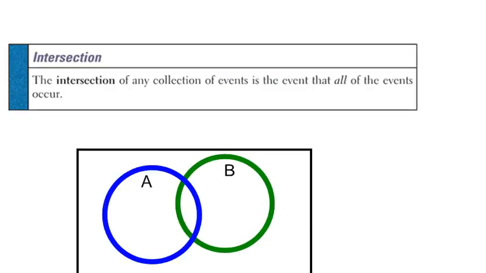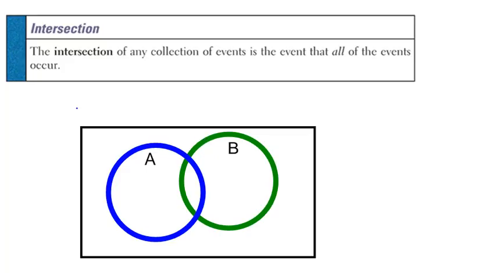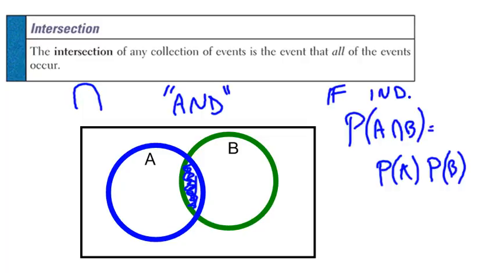So let's hit intersection, make sure we're solid with that. Okay, intersection, you should know that is the symbol for intersection, and it's the word and. The intersection is where A and B happen at the same time. And we have a rule which says if A and B are independent, then the probability of A and B happening is just probability of A times probability of B.